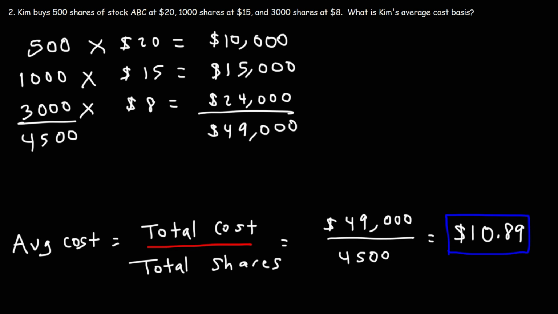So that's how you can calculate the average cost per share or average cost basis when making multiple purchases of the same stock at different prices. And that's basically it for this video.